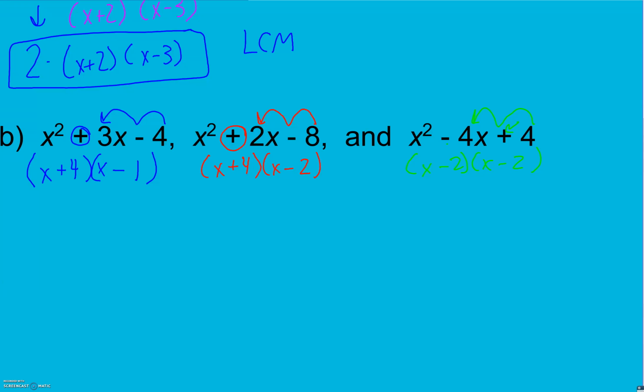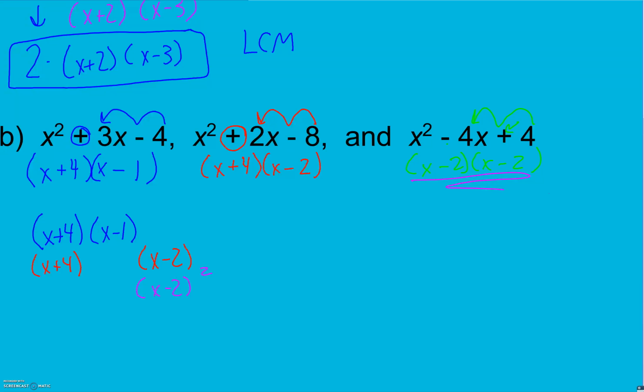Now, we list them out, and each different factor gets its own column. When I go to my second term here, I have an x plus 4, so I put that in my x plus 4 column. I don't have an x minus 1, so I skip that, and I make an x minus 2 column. Now, for my last one, I have x minus 2. I have 2 of them, so it's squared.